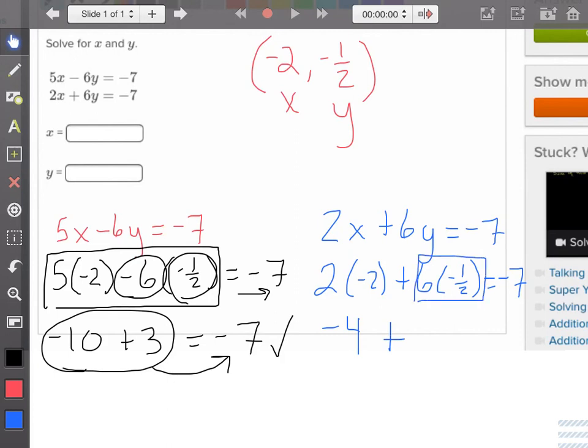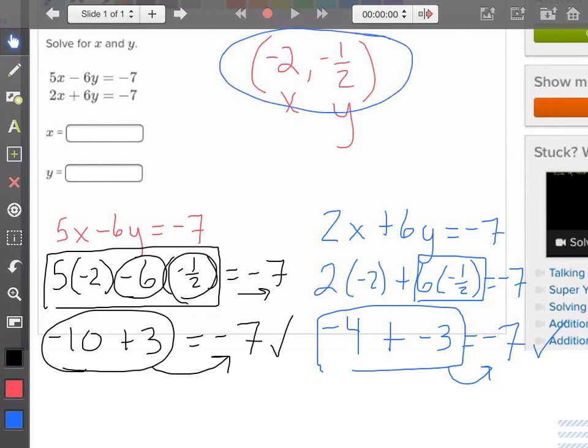When we multiply by a half, we're saying what's half of it? Well, a positive times a negative is a negative, and 6 times a half is 3. And that has to equal negative 7, doesn't it? Is negative 4 plus negative 3 equal to negative 7? It is. So this is also a true statement. And so since it worked in both equations, we did get the right answer.